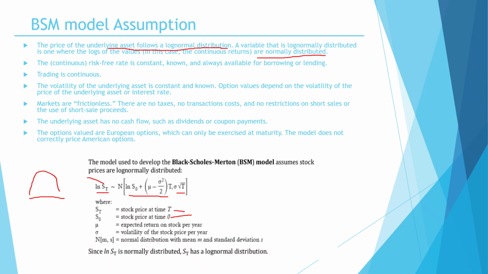Sigma is the standard deviation or the volatility of the stock prices, which is per year. Now, the important point here is that if I take this ln of S naught to the denominator here, I can do that mathematically. In that case, it will have ln of St divided by S naught.